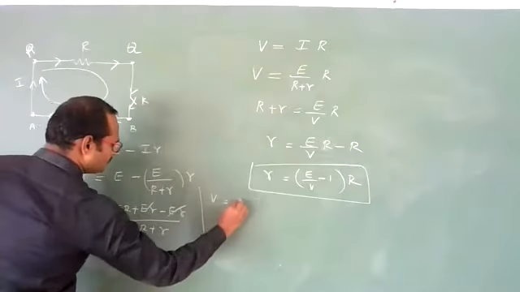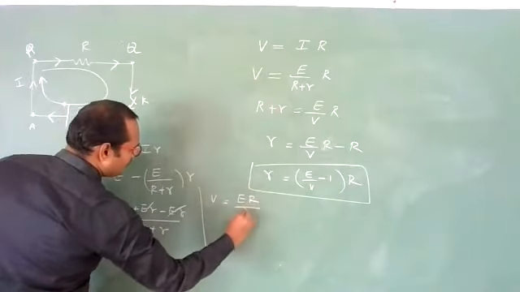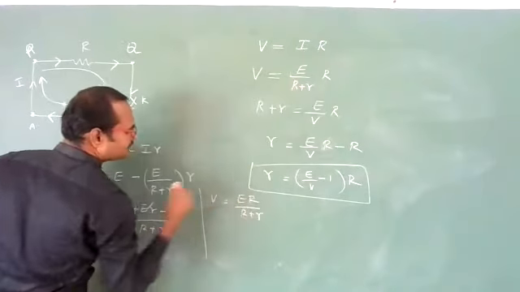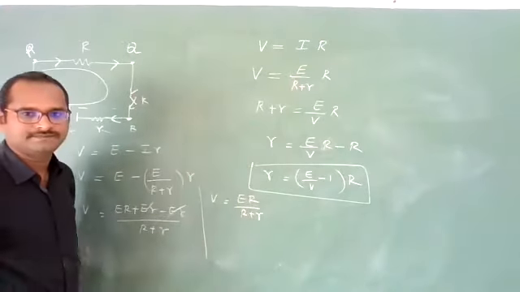See, V is equal to E into capital R divided by capital R plus small r. Both are the same. Again, you get this answer.